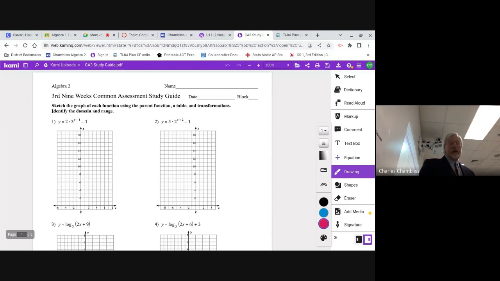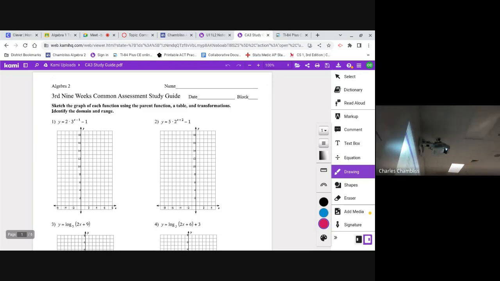Mouse up here just in case. This covers everything since the last common assessment. I think exponential and logarithmic functions was unit 7, if I remember right. So that's kind of where it starts. It's got that stuff about exponential logarithmics.